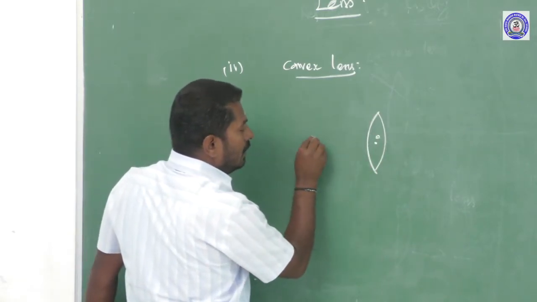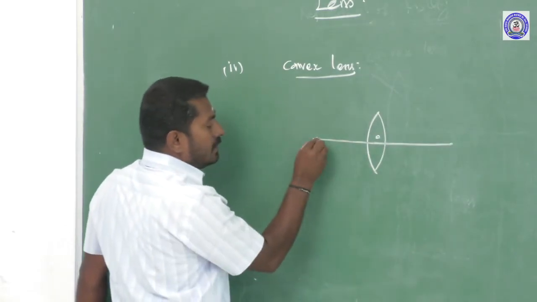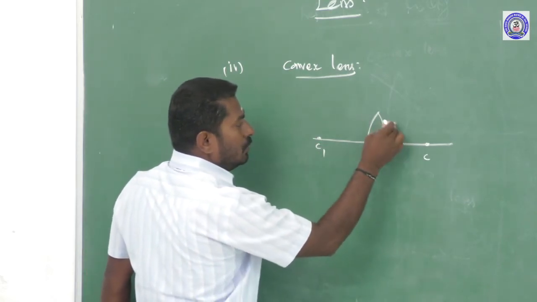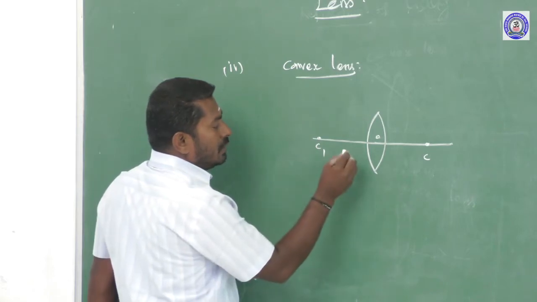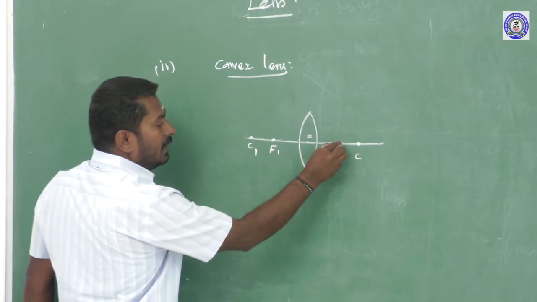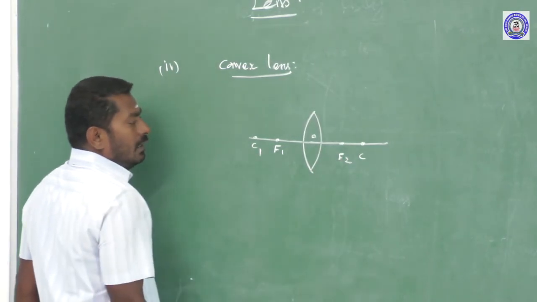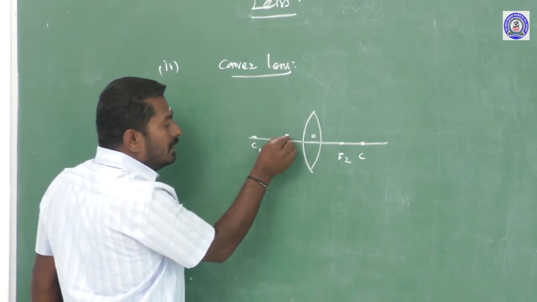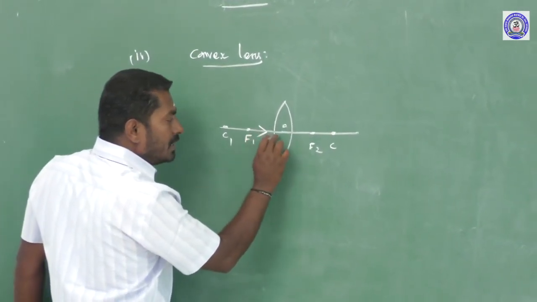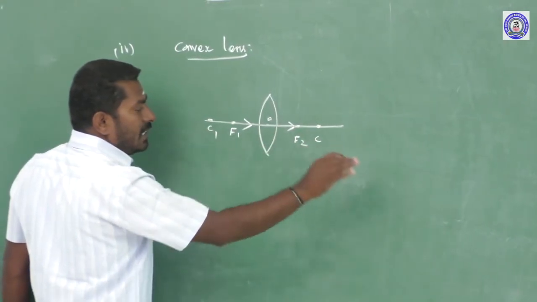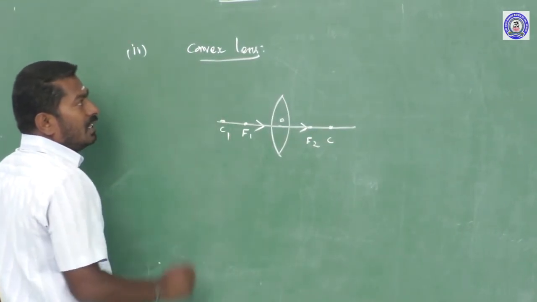optic center, principal axis, there are two centers of curvature C1 and C2 due to two radii of curvature of two refracting spherical surfaces. There are two focal points F1 and F2. When a ray of light is coming from the object, passing along the principal axis, passing through the optic center, without producing any deviation, it travels along a straight line in the case of convex lens.